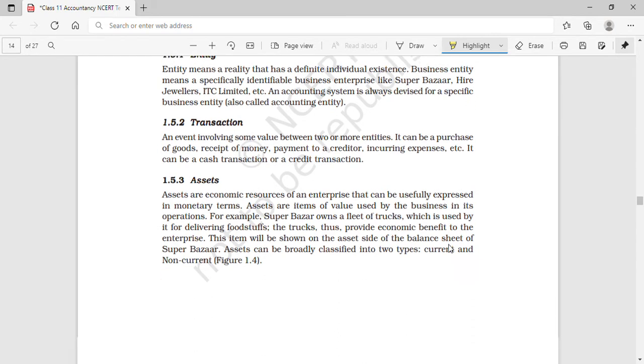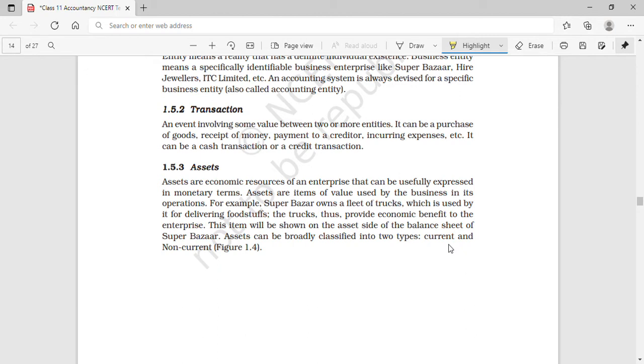Next is an asset. As I told you, assets, liabilities and equities come in your balance sheet. Now, what are assets? An asset is a resource of an enterprise that can be usefully expressed in monetary terms. It's what we are owning. In later stages, we will learn there are different types of assets: current assets and non-current assets, which are further divided into more types, which we will explain later on.